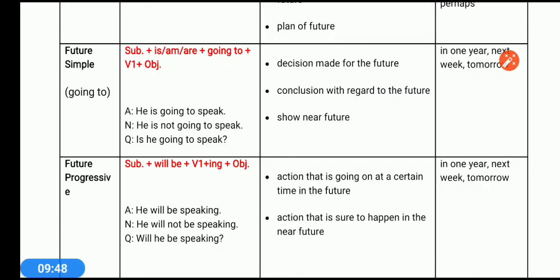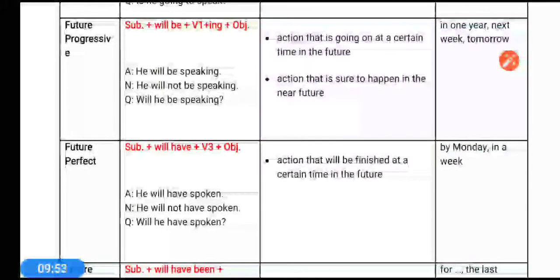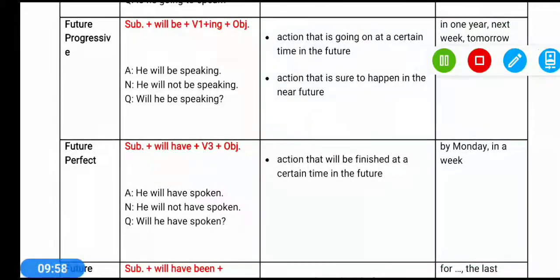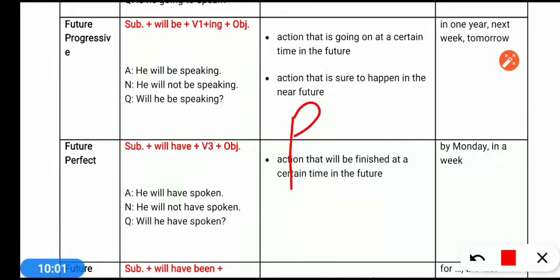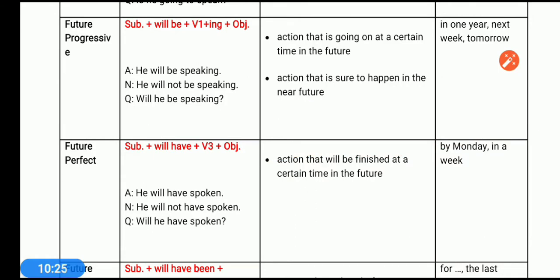Next one is future progressive. Same way, this is the past, this is the future. Future progressive means any action which will be continuing at a particular time in the future. So at a particular time in the future, what will be happening, for such action we use future continuous tense. Like tomorrow in the morning I will be playing with my friends. So in the morning I will be playing with my friends, so such activity will be taking place at a particular time, so such action is used in future continuous tense.